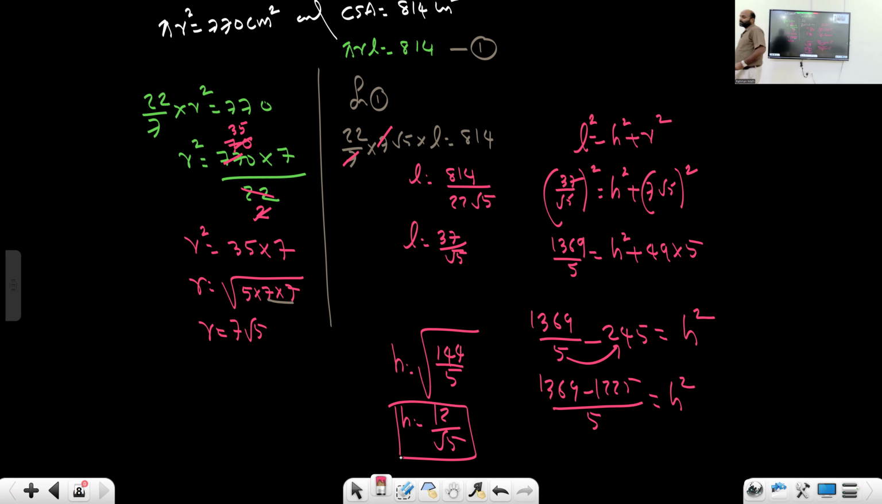Check it. H value 12 by root 5. If anybody has any step doubt, you can ask me. But observe, you can take your own time, no problem. 37 square is 1369 to get the h only. So I don't think mistake is there. Root 5 will be there. Anybody have any calculation doubt, let me know.